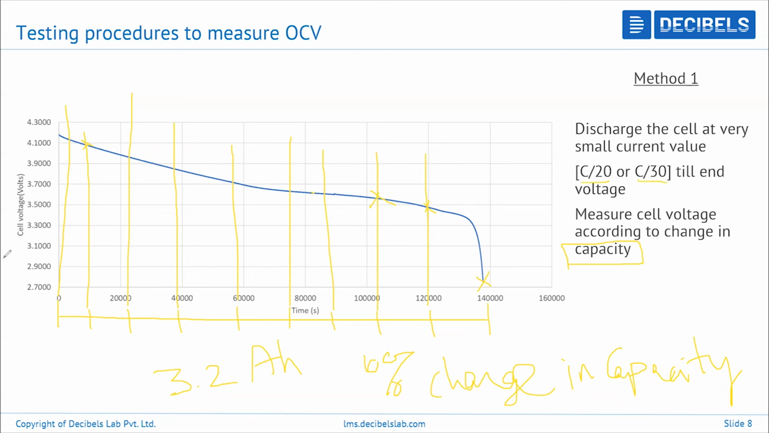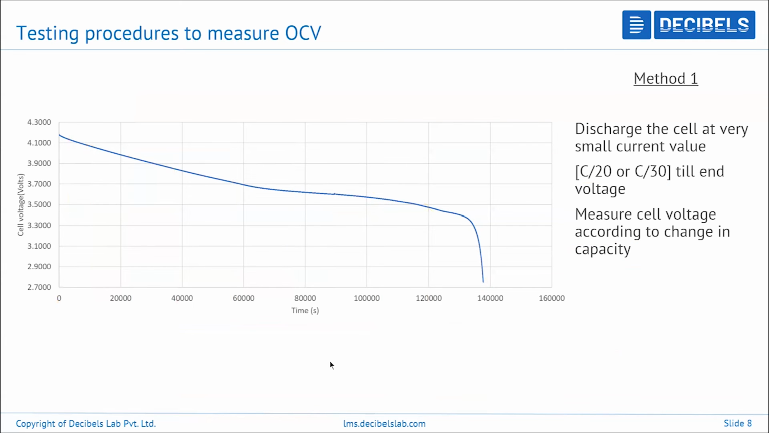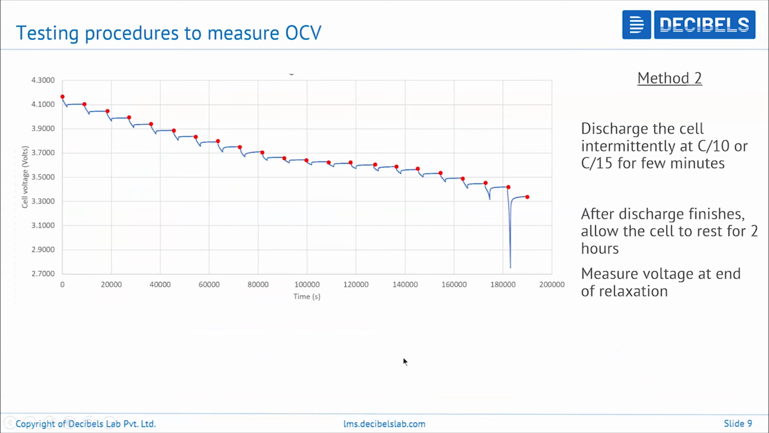Now, there is another method, and it is basically what is called intermittent discharge. That I will show here, intermittent discharge.